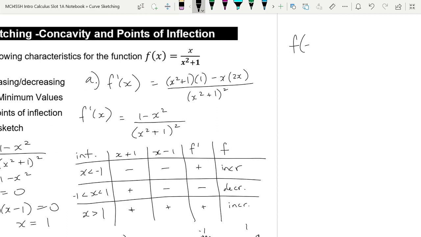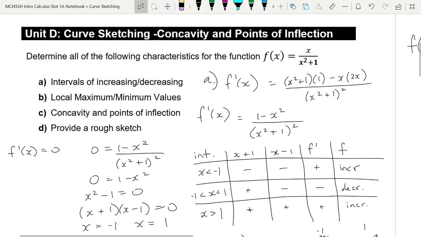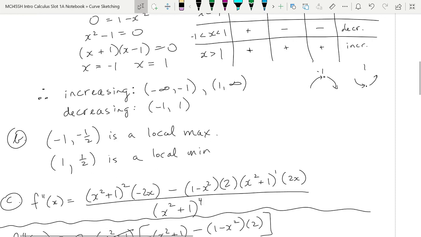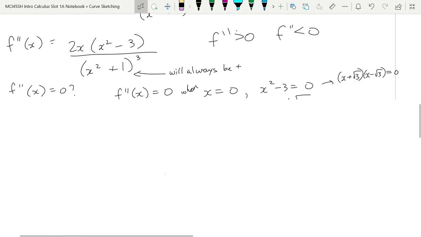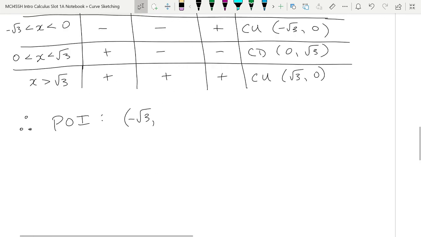f of negative root 3 is negative root 3 over negative root 3 squared plus 1, which is negative root 3 over 3 plus 1. So it's actually negative root 3 over 4. There we go. To do some scrap work there. Too tired in the morning to do that mentally. So this is negative root 3 over 4. So there's one point of inflection.